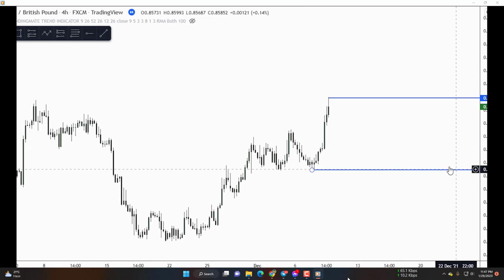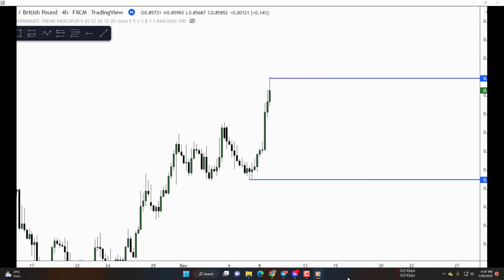So in this example right here, after this breakup structure, this is a high and this is a low. Now we will just let the market run.